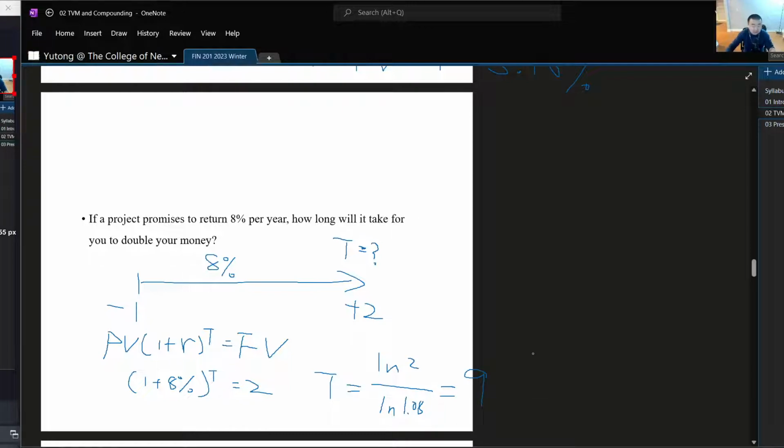So the number should be 9. You may wonder, do I have to use the natural logarithm? You don't have to. Whatever base, as long as the numerator and denominator have the same base for the log, it's the same. It's okay. It doesn't have to be the natural log.